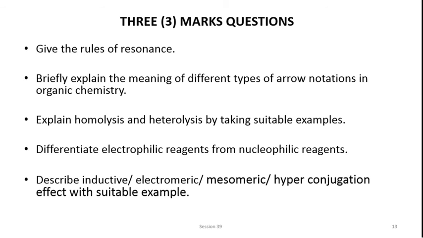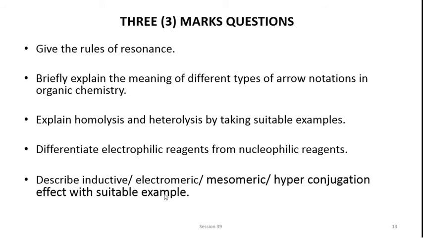Describe inductive, electromeric, mesomeric, hyperconjugation effect with suitable example. They may ask any one of these and you are supposed to give a suitable example. So inductive effect, you know it is a permanent effect due to the difference in electronegativities. Okay, you are supposed to give a suitable example here.